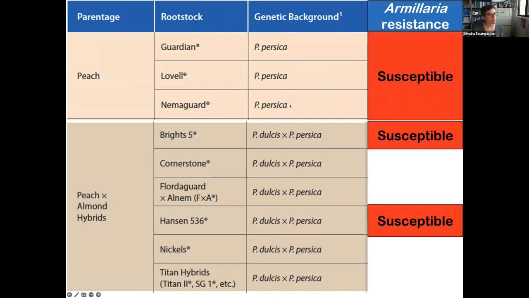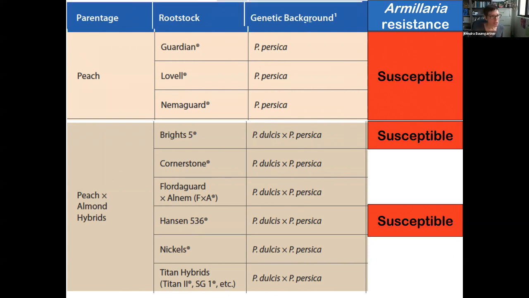This is a rootstock that comes exclusively from a peach background. All of its parents are peaches. Almonds and peaches within the Prunus are relatively closely related, and so there's a lot of good graft compatibility between them typically. All of these other peach rootstocks, Guardian and Lovell, they're also very susceptible to Armillaria root disease. These are still the most widely planted rootstocks for peach and also almond in California. Unfortunately, also this set of peach almond hybrids, those that I've screened, Brights 5 and Hansen 536, these two are also susceptible to Armillaria.